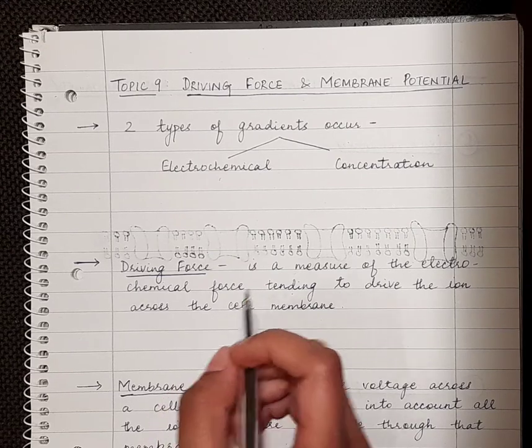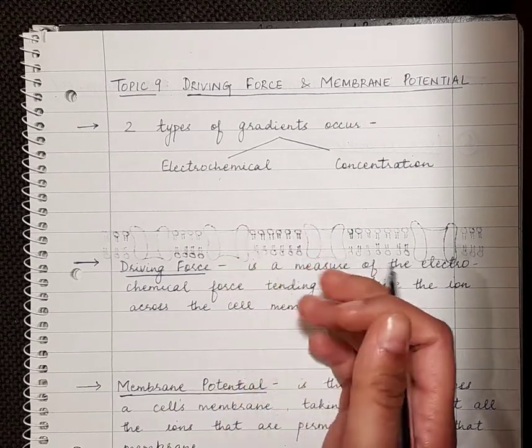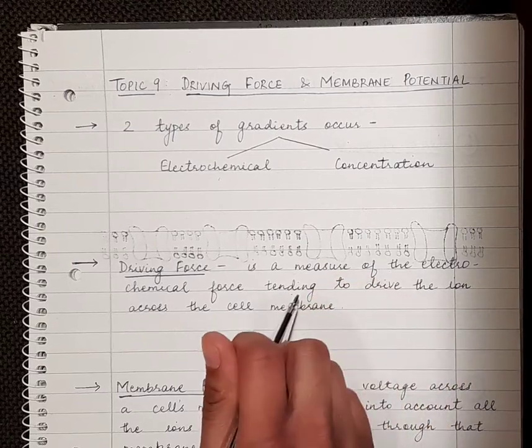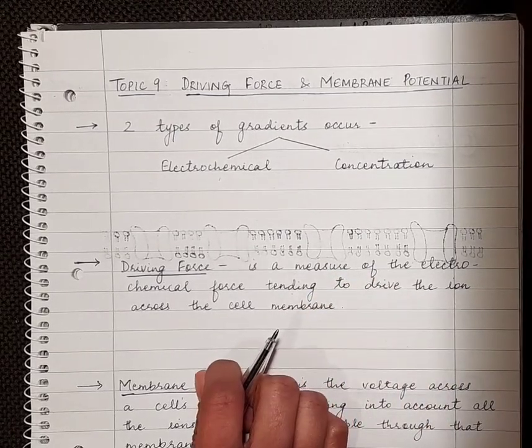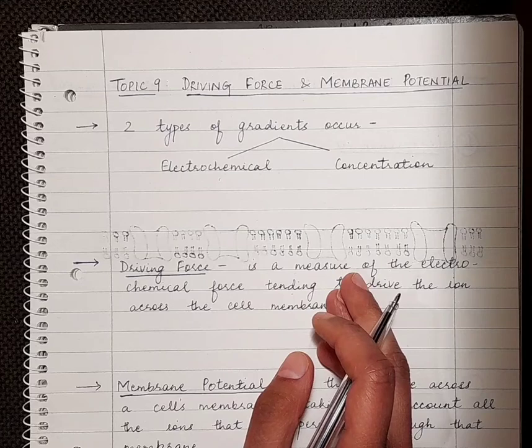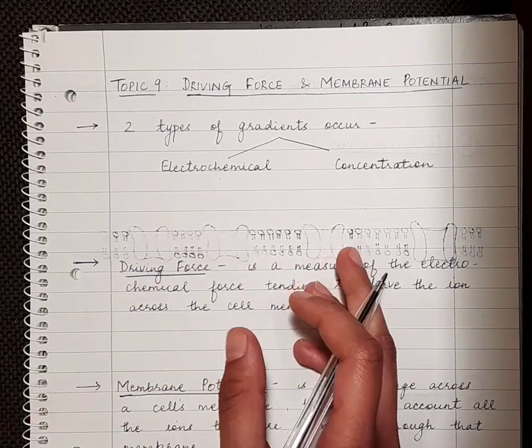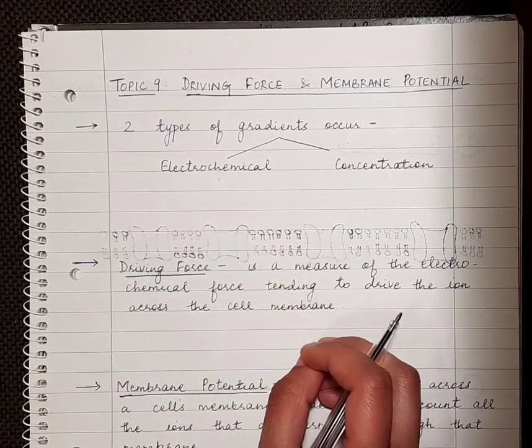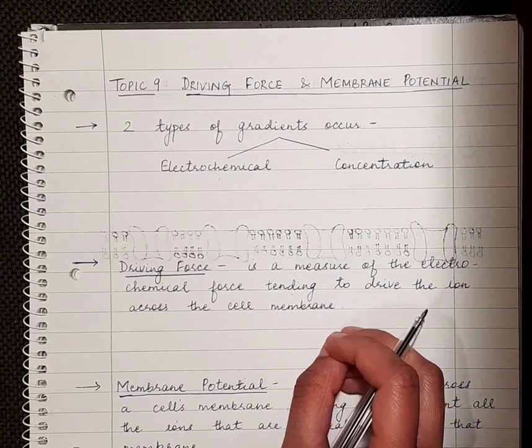Today we will be talking about the driving force and membrane potentials in a neuron. Like in the last video, we discussed the resting membrane potential. So today we will continue that topic and try to understand some more concepts about the resting membrane potential.